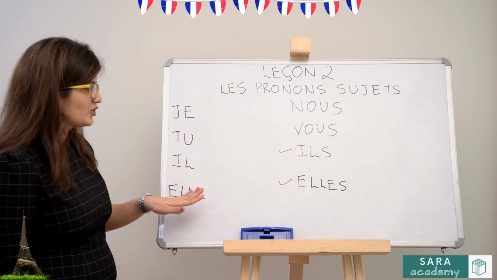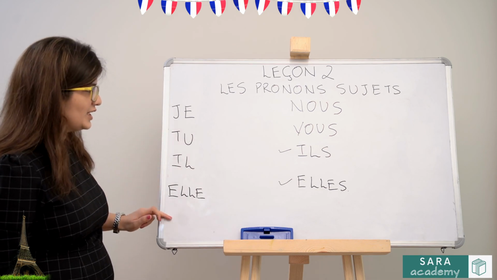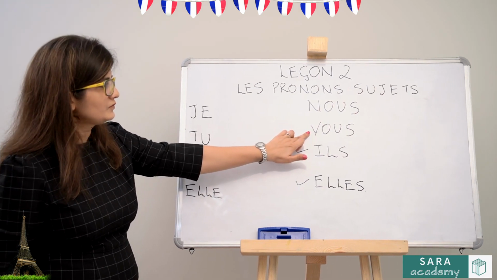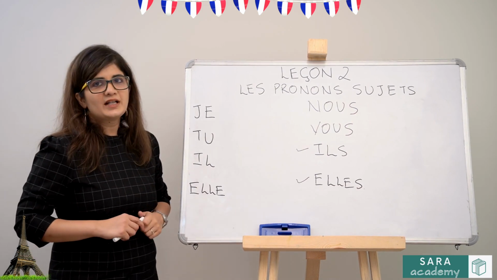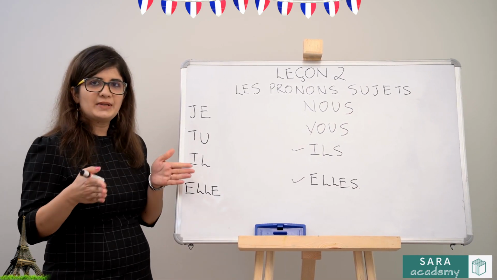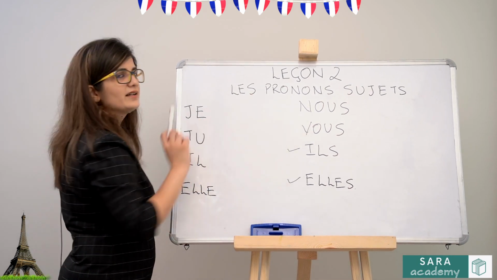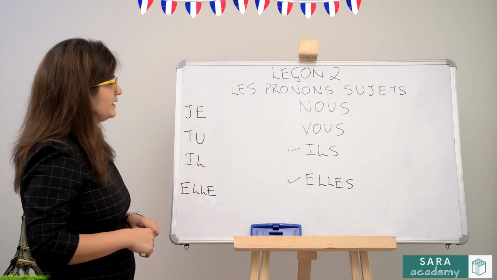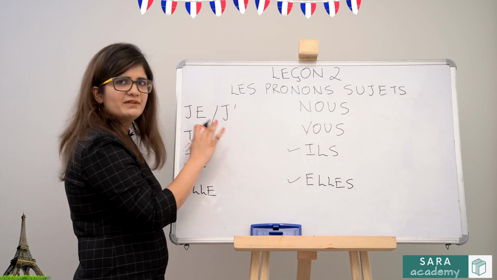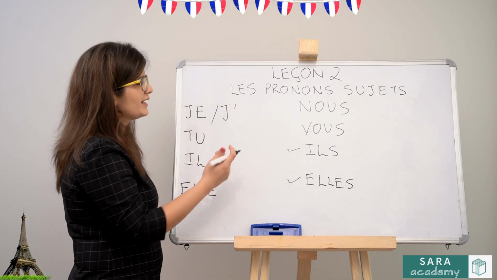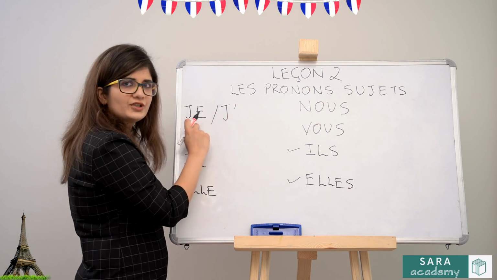So these are your subject pronouns. I, you, he, she, we, you, they. So for example, I want to say my family and I go to the restaurant. Now what will I replace my family and I with in English? We. So similarly, I'll replace it with nous. In the textbook, they've given you je or j apostrophe. So we will learn this when we are learning the verbs. In case the conjugation of the verb starts with a vowel, we make it j apostrophe, but it is essentially je.